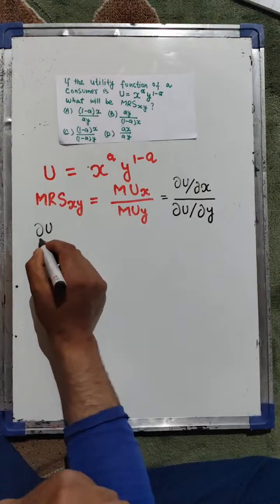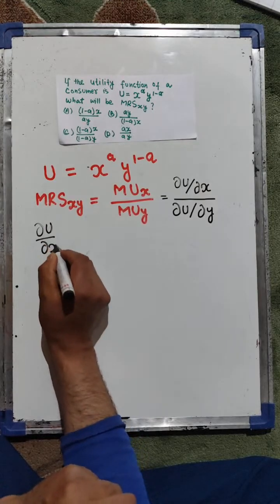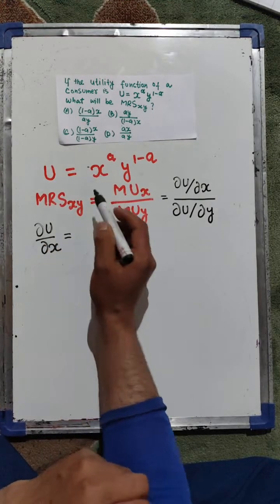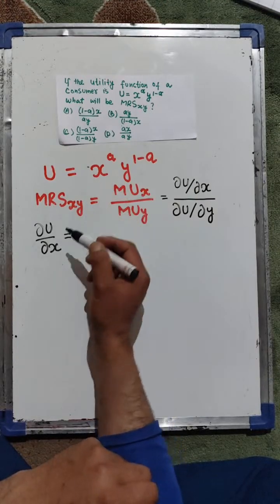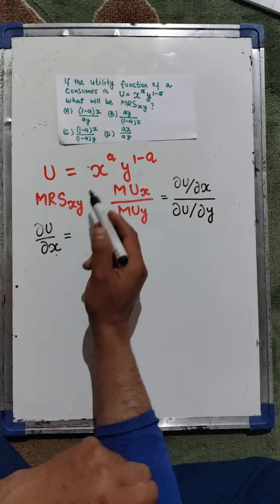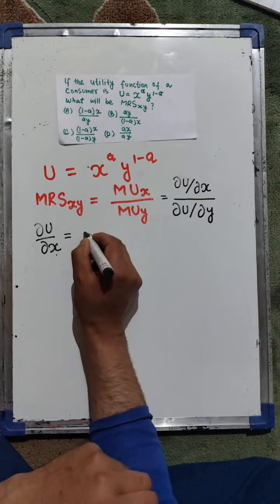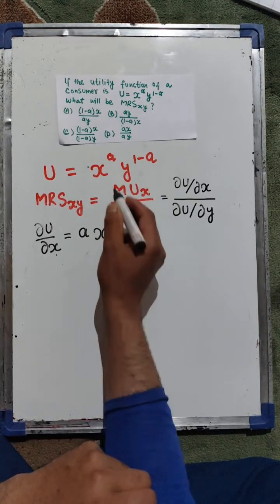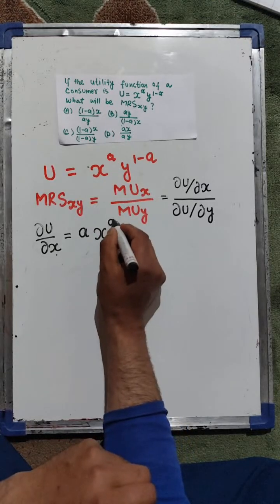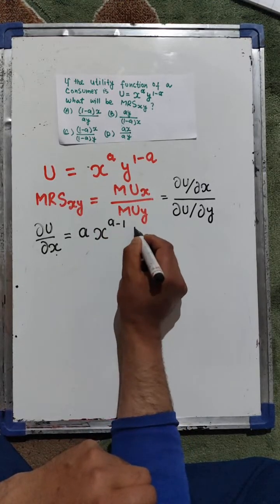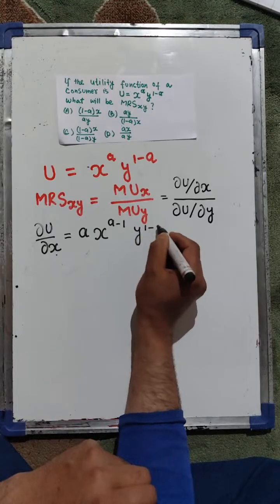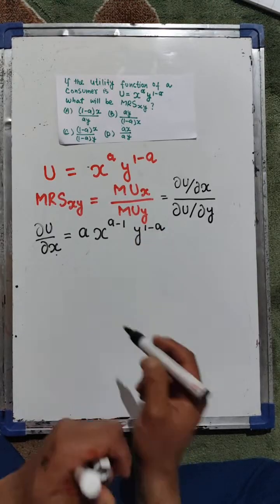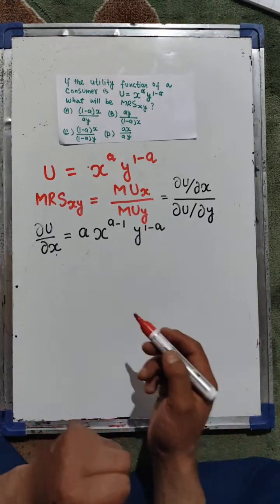du upon dx. So let's take the partial here. Using the power function rule, since we are taking partials with respect to x, the exponent of x becomes the coefficient. So we have a, then x with the exponent subtracted by 1, and y raised to the power 1 minus a will remain the same because we are taking partials. That is du upon dx.